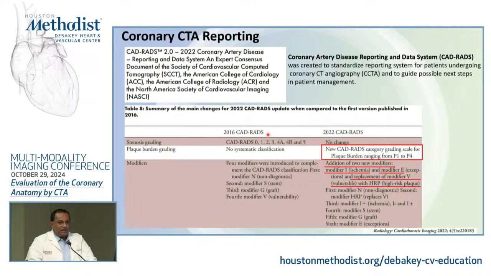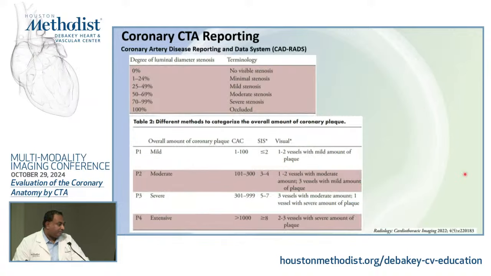The stenosis grading is the same between the two. The plaque burden grading was not there in the 2016 version. Now they rate the plaque as P1 to P4, which is basically mild, moderate, severe. And there are two new modifiers. One is I for ischemia, which is based on the CT-FFR information, and one is E for some exceptions that I will show you. And the term vulnerable plaque has been replaced by HRP, which stands for high-risk plaque.